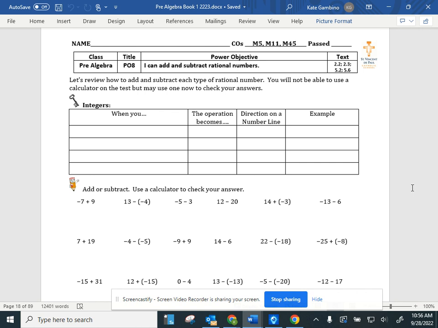You will not be able to use a calculator on the test, but you may use one now to check answers. So on the test, we won't be using the calculator. But when we do our homework, you write it out the long way and then check it with a calculator to see if you're doing it correctly. So when it comes time to the test, we are doing them correctly.